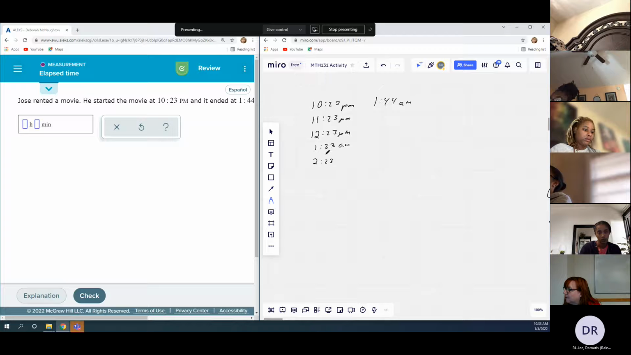And if I add another hour, I get 2:23. But 1:44 is in between here. So that means that the movie is 1 hour, 2 hours, 3 hours, so it's 3 hours and something minutes. To figure out the minutes, 1:44 is after 23, so I'm going to subtract 44 minus 23. 4 minus 3 is 1, 4 minus 2 is 2. So it's 3 hours and 21 minutes.